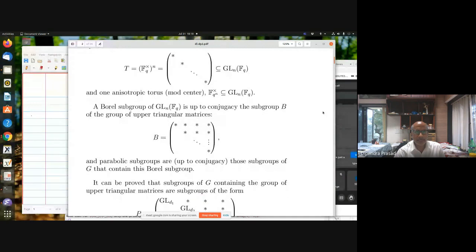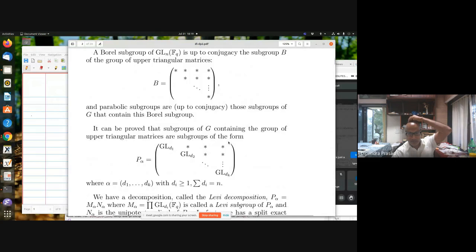A Borel subgroup in GL_n(F_q) is, up to conjugacy, the subgroup B of upper triangular matrices. So these are the group of upper triangular matrices with non-zero entries on the diagonal. And parabolic subgroups, up to conjugacy, are those subgroups of G that contain this Borel subgroup. It can be proved that the subgroups of G containing the group of upper triangular matrices are subgroups of the form GL_{d1} × GL_{d2} × ... × GL_{dk}, where each d_i is greater than or equal to 1 and the summation of d_i equals n. And up to conjugacy, these are all the parabolics in the group GL_n.